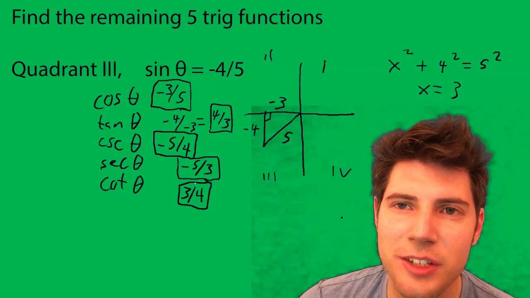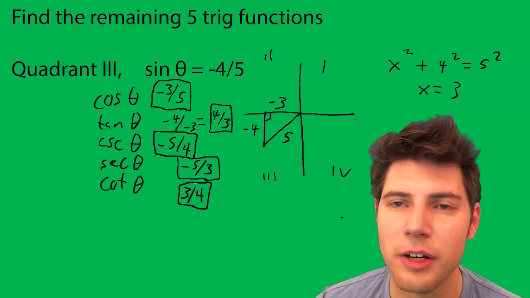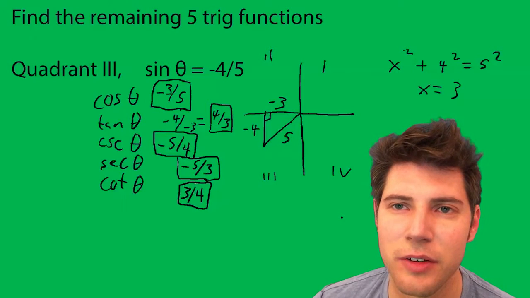That's it. So anytime you see these types of problems, you just identify the quadrant, draw a triangle that represents what they've given you, find the remaining piece, and then identify the 5 trig functions.